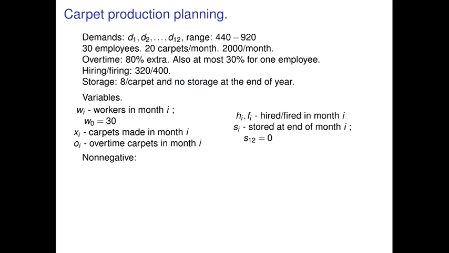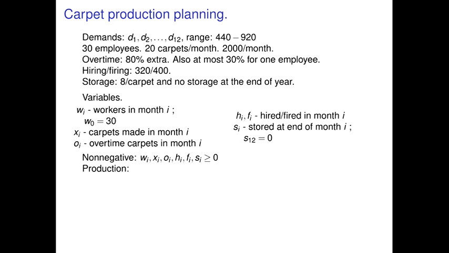Moreover, none of these variables make sense if they're negative. You can't store negative carpets, you can't do all that. So all of these variables have to be greater than or equal to 0. We set up the variables, we coded up the things of interest as variables, and now we're going to write down some constraints for this.